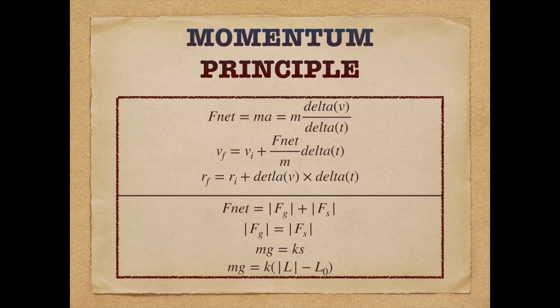For this lab, we have F net equals the force of gravity plus the force of the spring. And in this case, we know that F net is going to equal 0. So the force of gravity is going to equal the force of the spring. And then these are just the formulas so that you can see what they equal. So mass times gravity is going to be K times the magnitude of L minus L0.